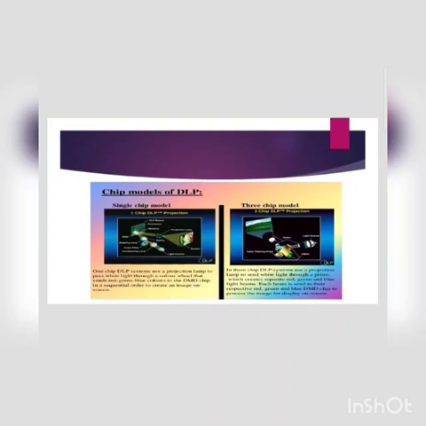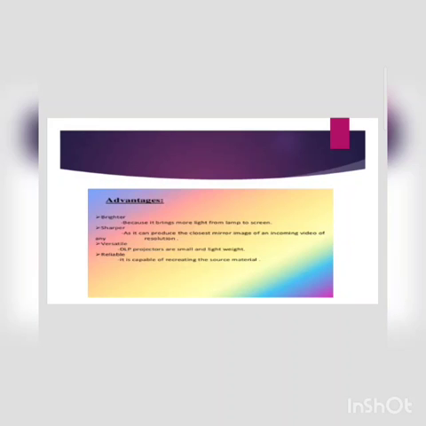But on the other side, if we see 3 chip DLP projection, when we pass the white light through a prism, it creates separate red, green, and blue light beams. Each beam is sent to their respective red, green, and blue DMD chip to process the image for display on screen. So, 3 chip model DLP projection is better than 1 chip DLP projection.